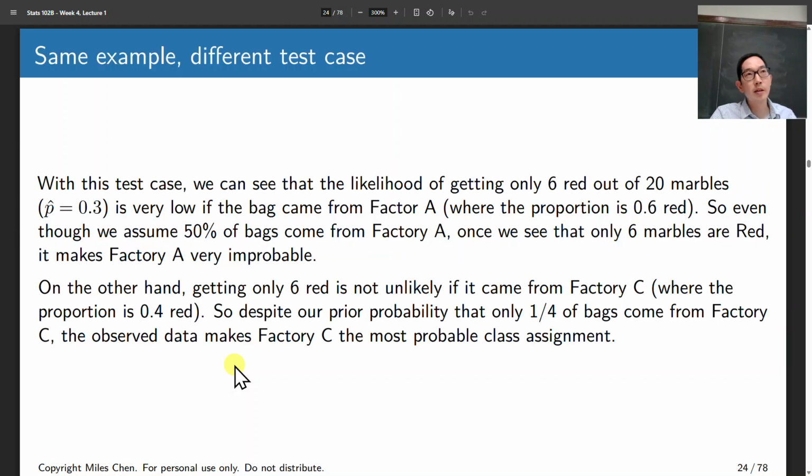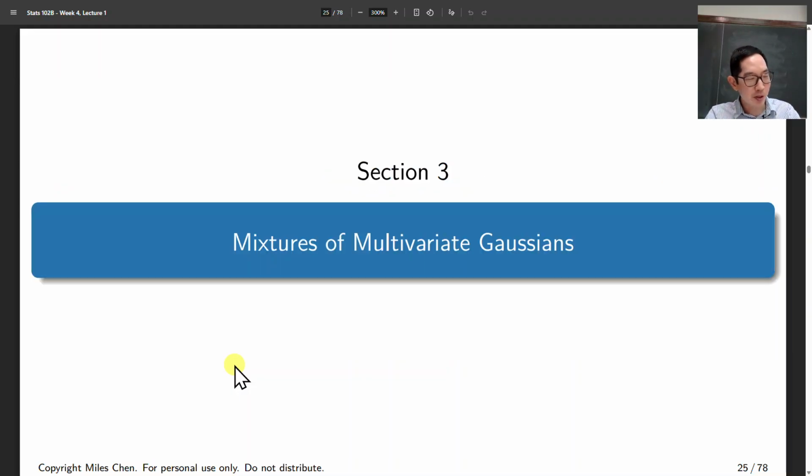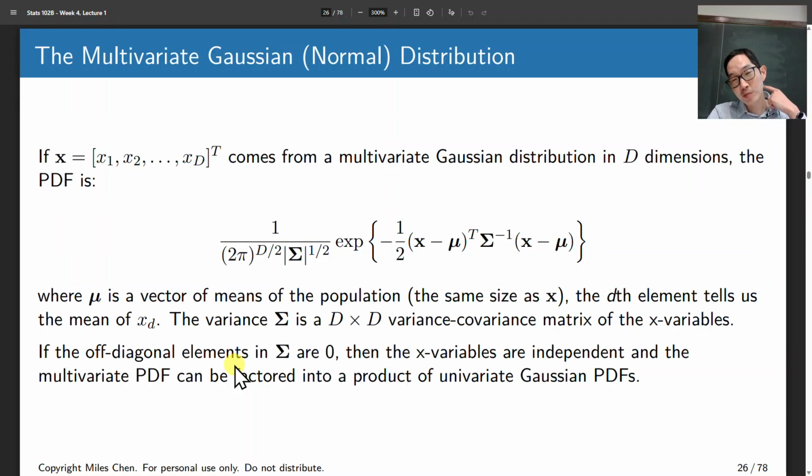Okay. So that's how the Bayes classifier works, and we can use the same concept of the Bayes classifier and apply it to, I guess, more interesting data, all right? And so we can look at mixtures of multivariate Gaussians or multivariate normal distributions, okay?